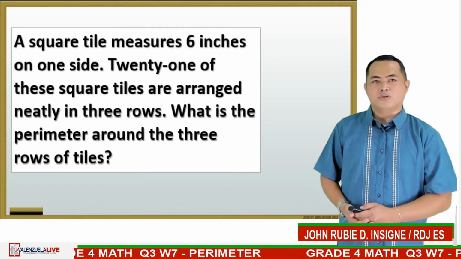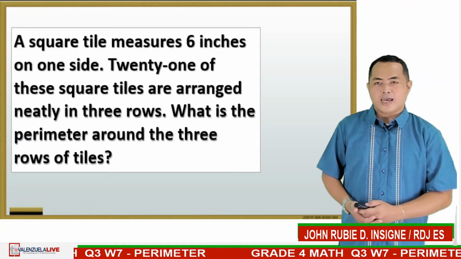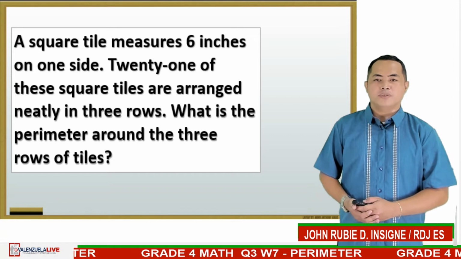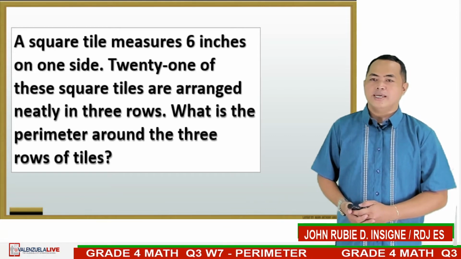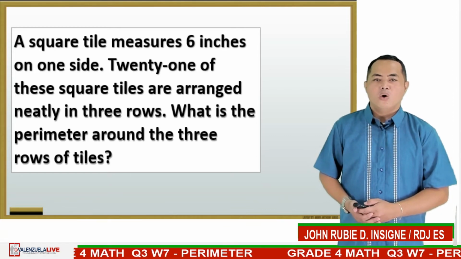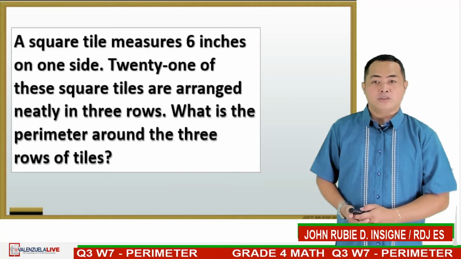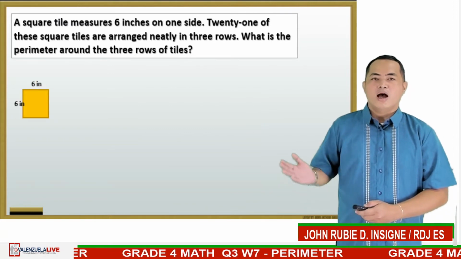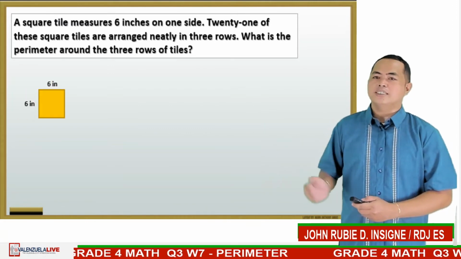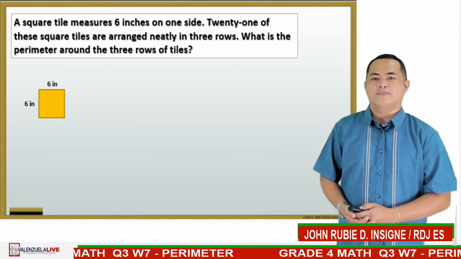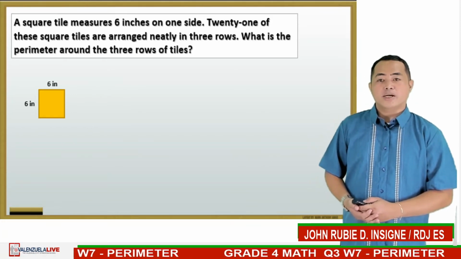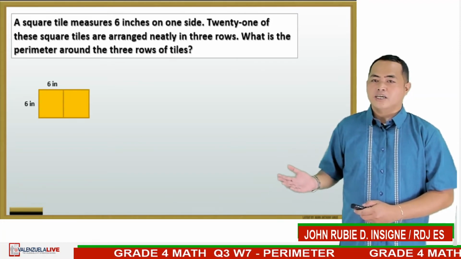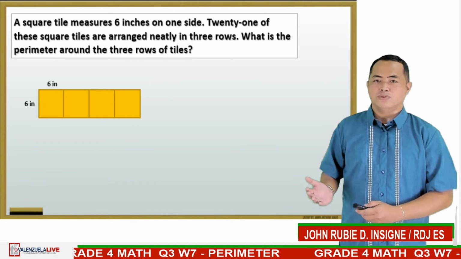Let us try another word problem. A square tile measures 6 inches on one side. 21 of these square tiles are arranged neatly in 3 rows. What is the perimeter around the 3 rows of tiles? To illustrate, a square tile measures 6 inches on each side. There are 21 square tiles arranged in 3 rows. Therefore, there are 7 square tiles in each row.